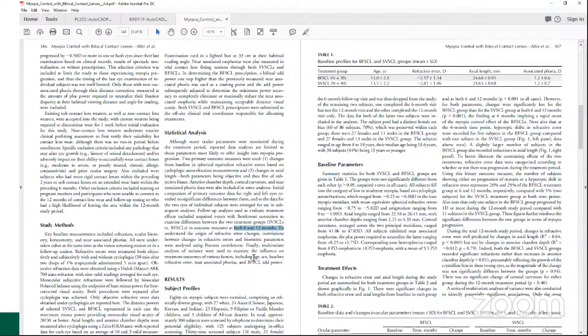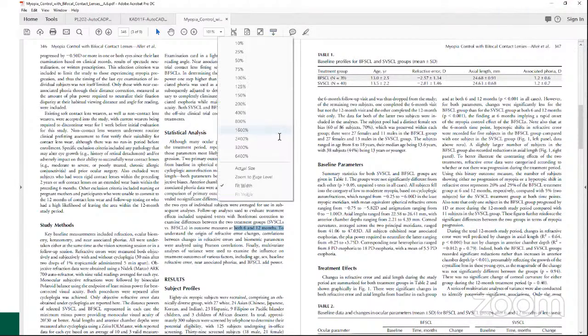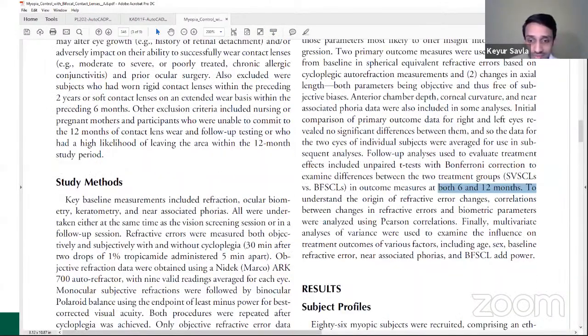Now, I'm sorry to interrupt you. Keyur, could we zoom in on that? Oh, sorry. Thank you. I should have mentioned before. Perfect. Is this better? Yes, perfect. Okay. So sorry about that.